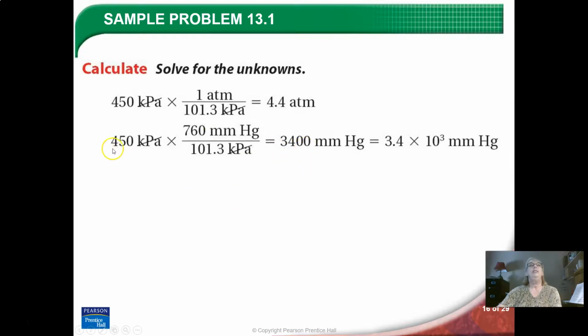But we only have 2 sig figs here, so I have to round. This is showing 2 sig figs, so you could leave it this way because there's no decimal place, or you can show it with scientific notation. So 1, 2, 3 places I moved that dot, so I have to put a 3 right there. Okay, so that's how to do conversions in units. So be able to do all 3 conversions from all the different units.